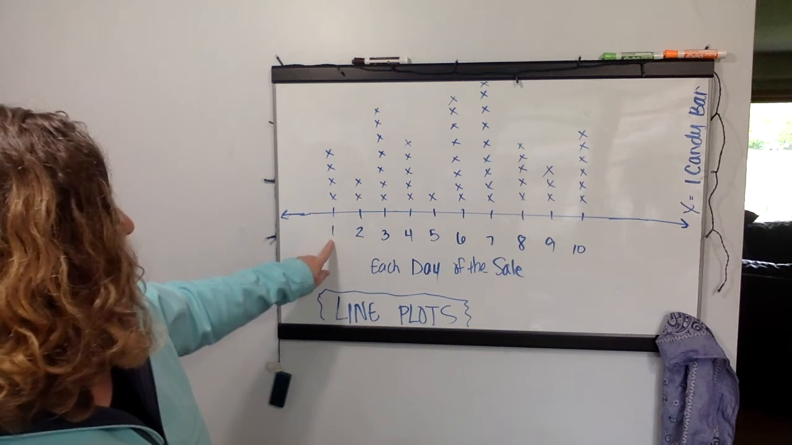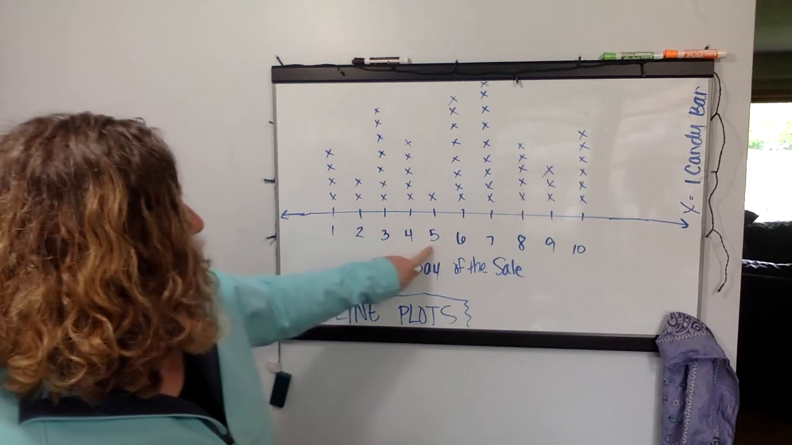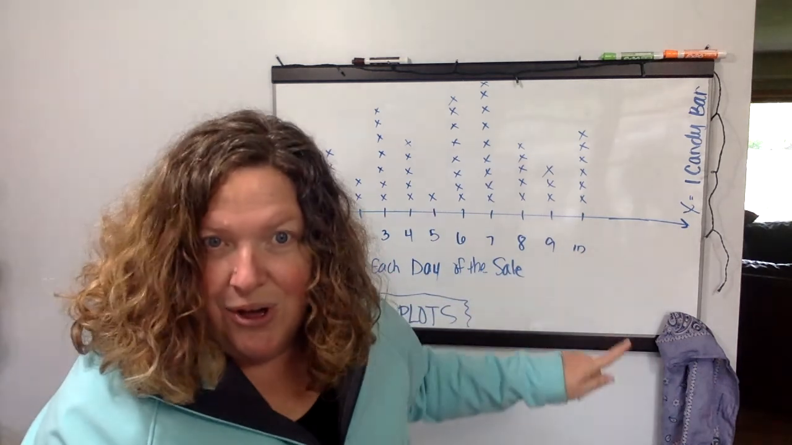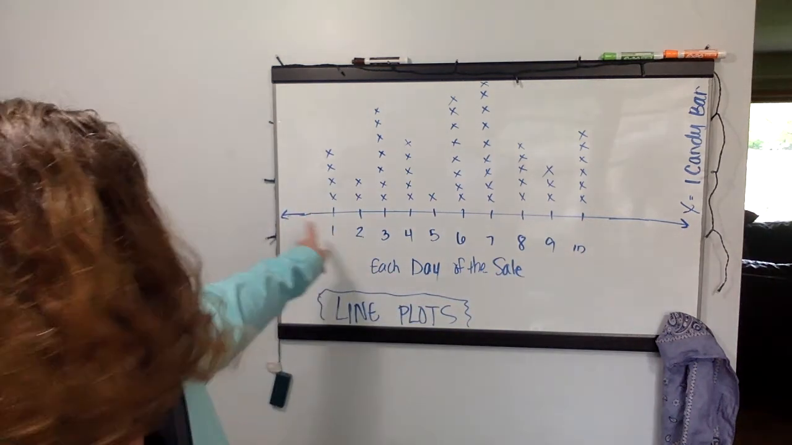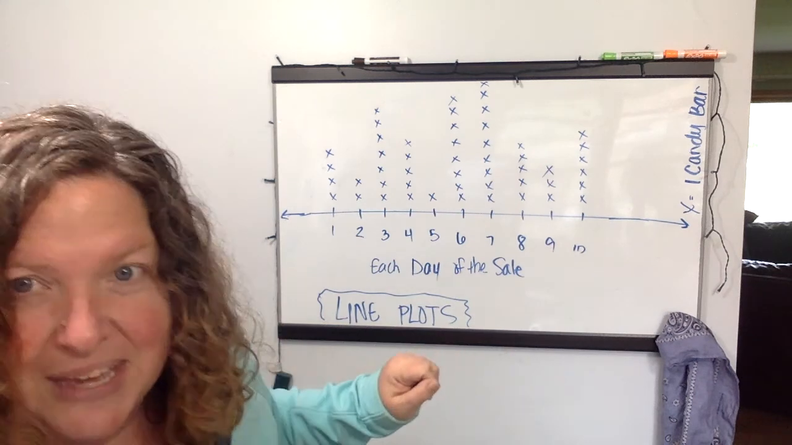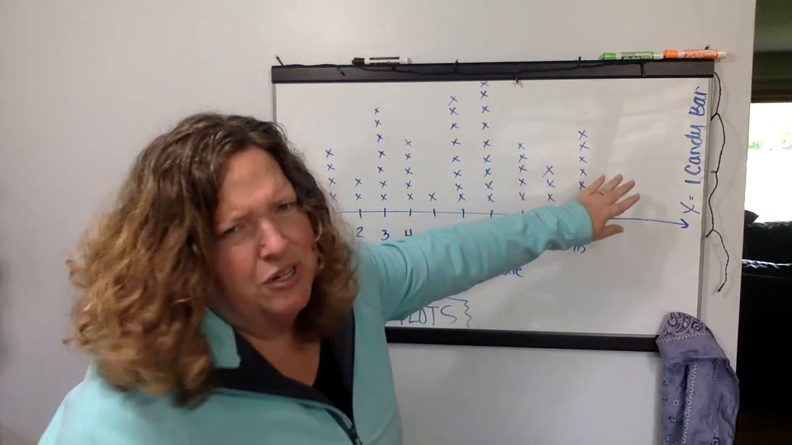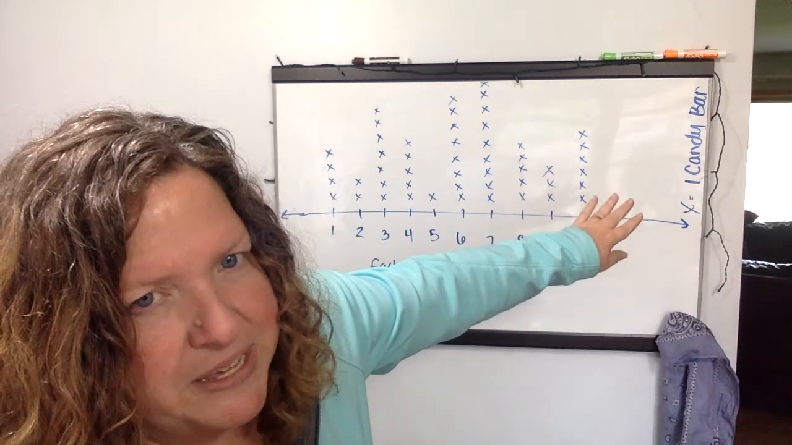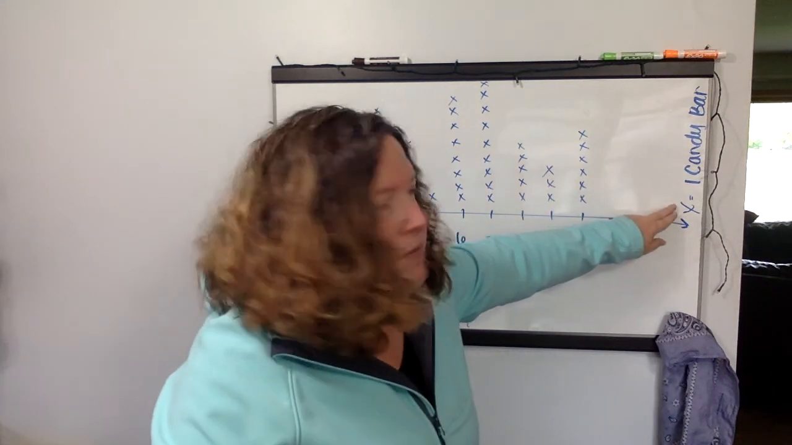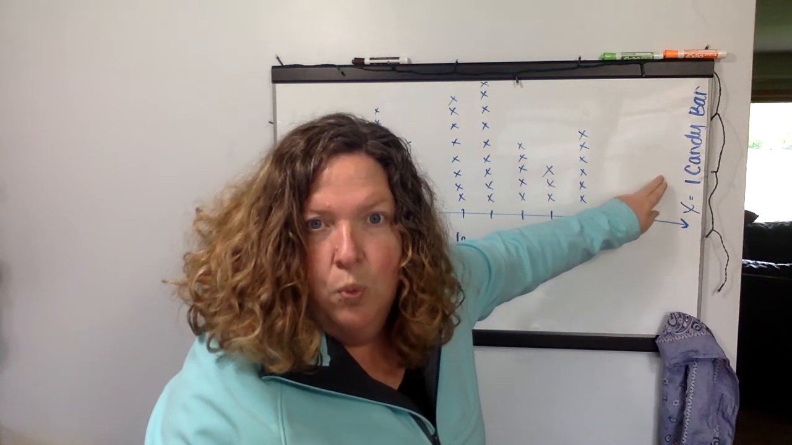So we can tell, since there's 5 days in a week, that this was a 2-week long sale. Day 1 through 5 is 1 week. Day 6 through 10 is a second week. And I'm talking about 5 days, not including the weekends, just the 5 days of the school day. Then over here, it says X equals 1 candy bar.